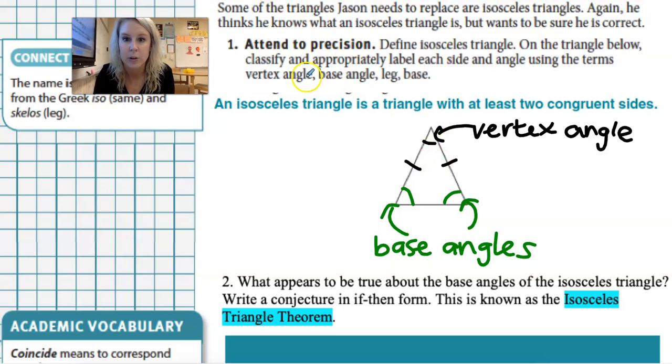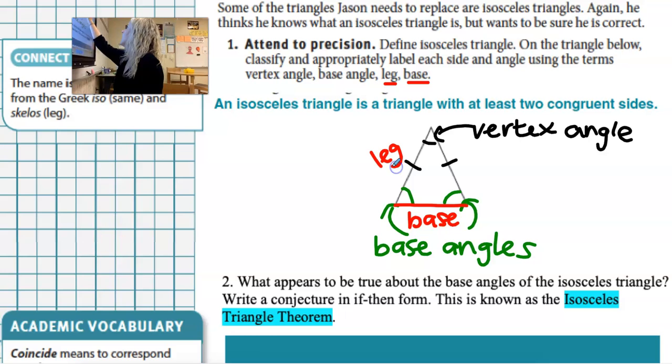Okay, let's label our sides now. We have legs and we have bases. The bottom one is your base, and the two tick marks are going to be your legs. So leg and your leg. So that is an isosceles triangle and all the vocabulary words that you need to know. Let me know if you have any questions on that.